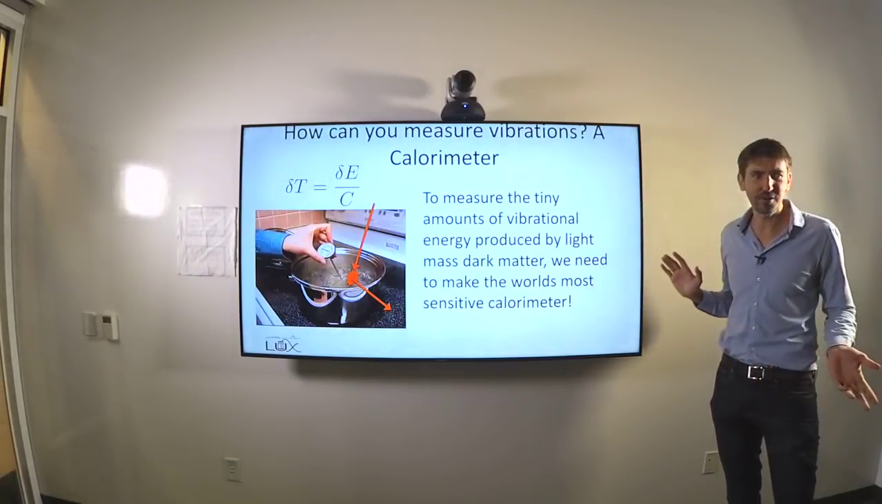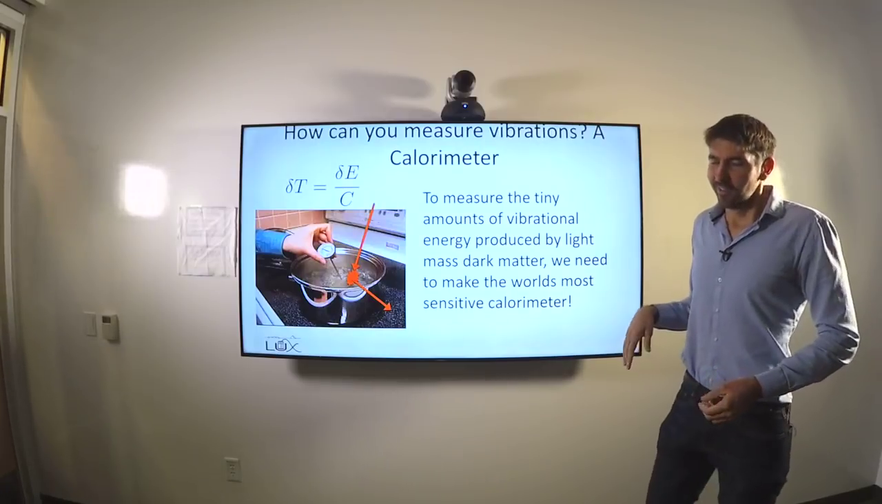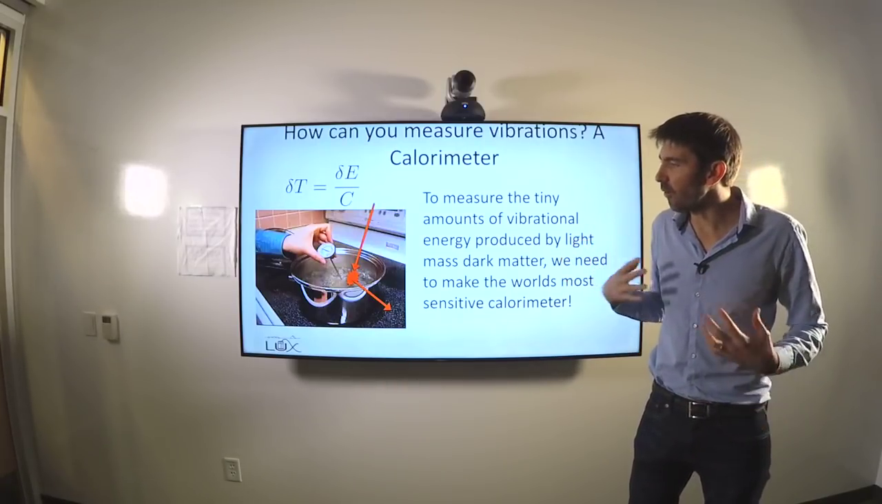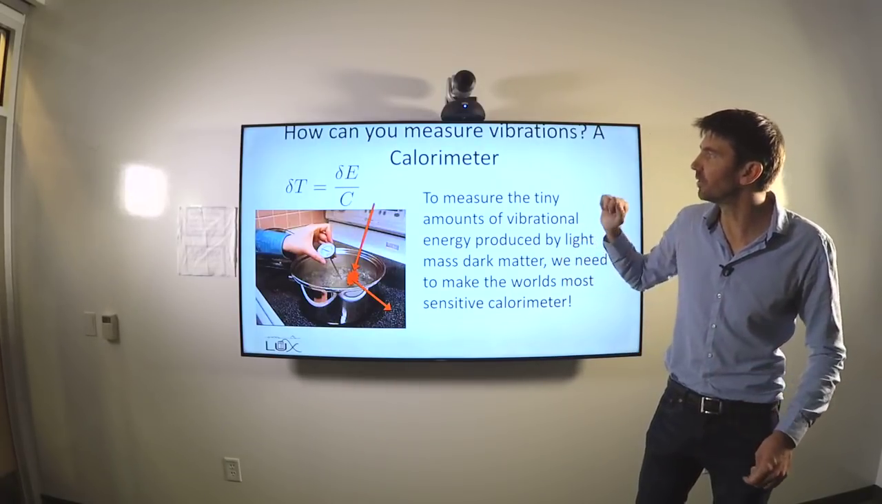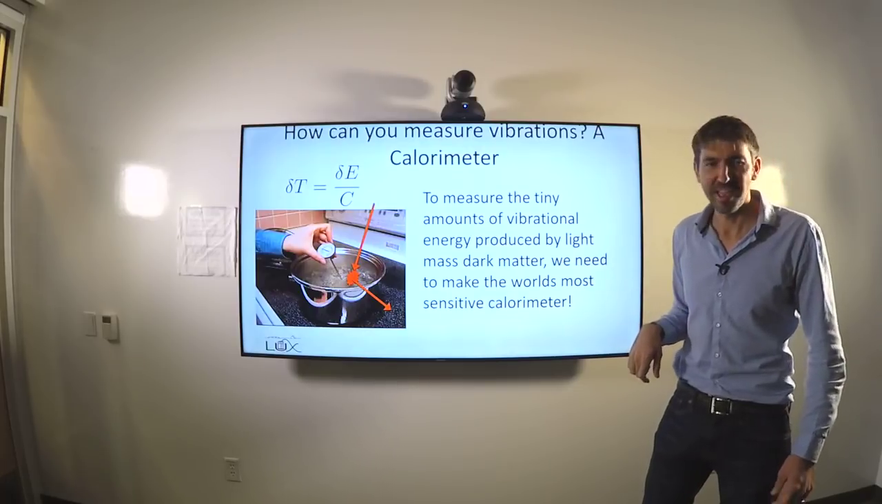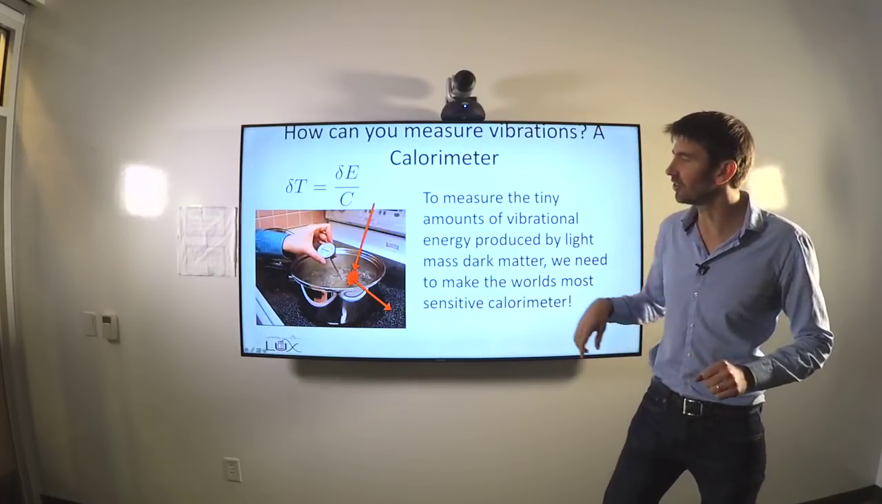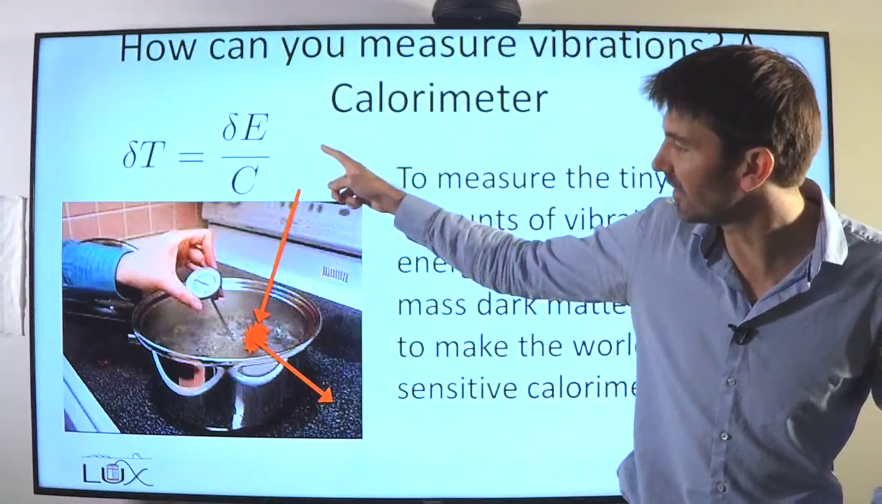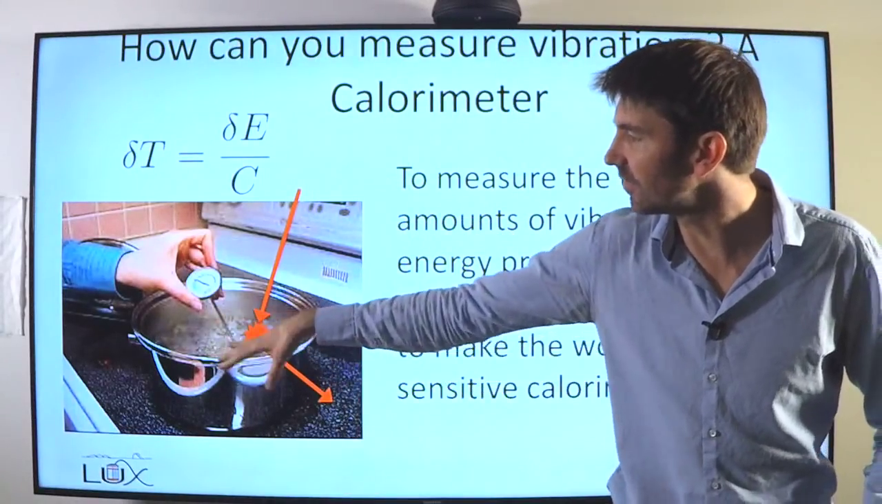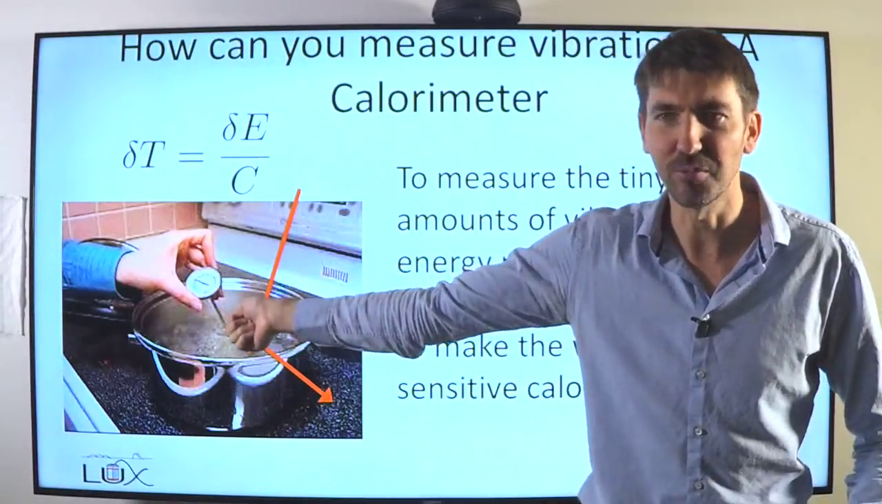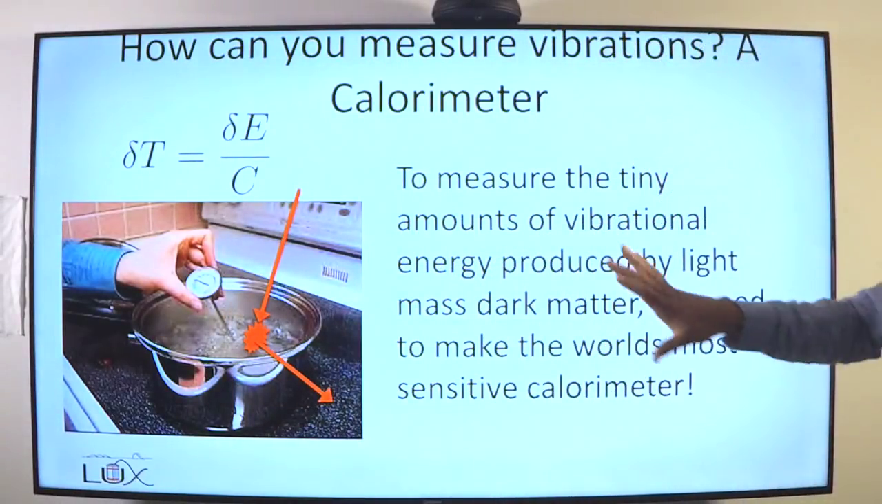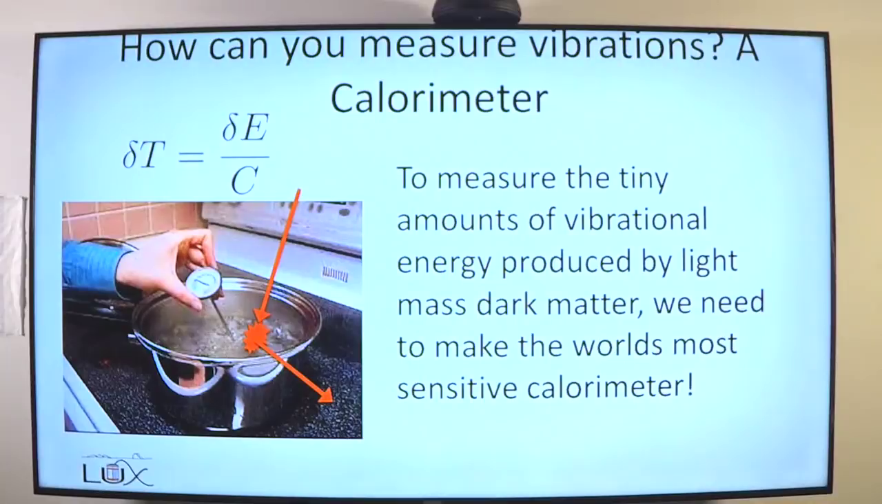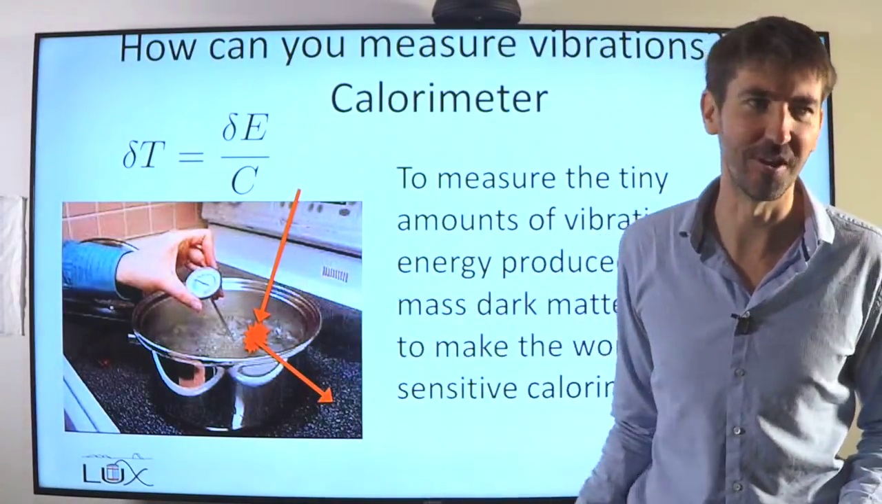So the question is, how can we do this? My group, we try to build very sensitive calorimeters. And at the core level, you can think of this just as a pot of water and a thermometer. So the idea would be dark matter comes in, scatters, leaves a little bit of energy, and then we measure it with a thermometer. Of course, this is going to be a really bad calorimeter because that thermometer is not going to be very sensitive.